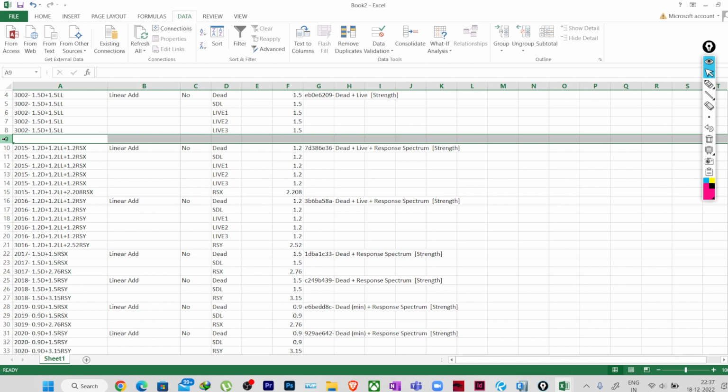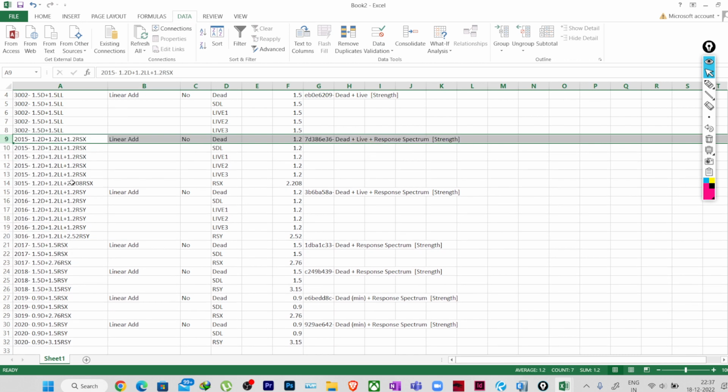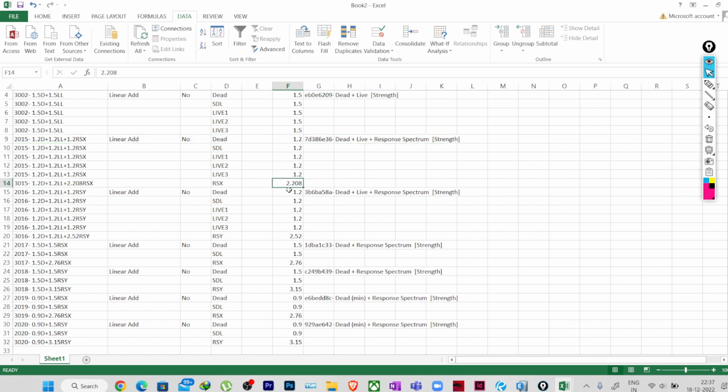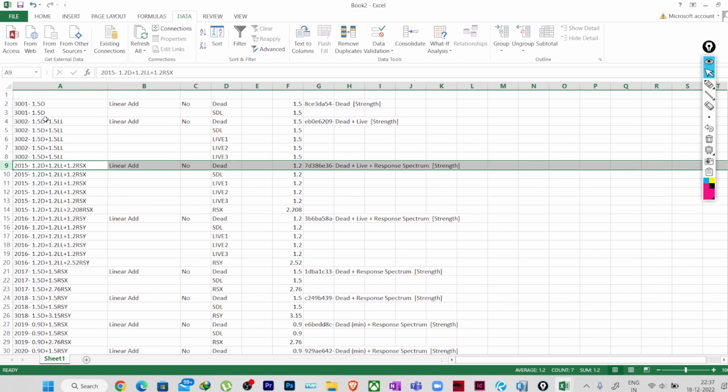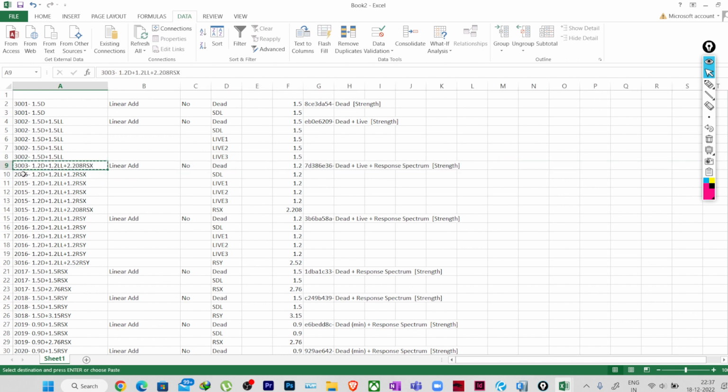We need to delete this. Yeah, okay. Now this response spectrum is 2.208, so I'll just go to here. You can see 301, 302. I can make it as 3003 and this will be 2.208. I'll press enter and copy this, Control C. All these 15 I'll be changing, Control V, sorry, Control Z.